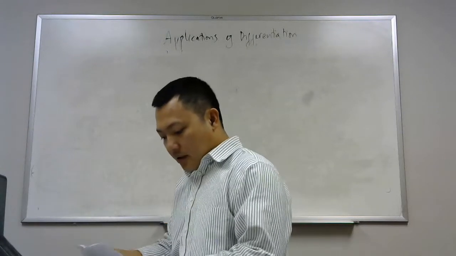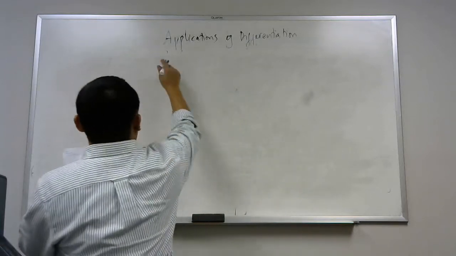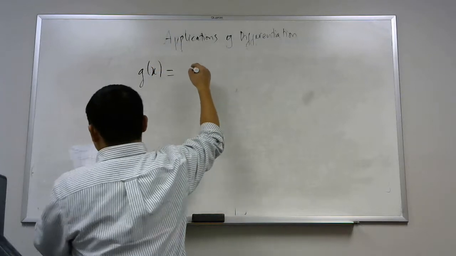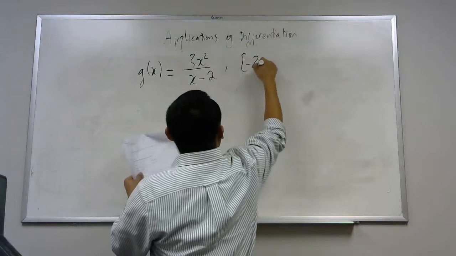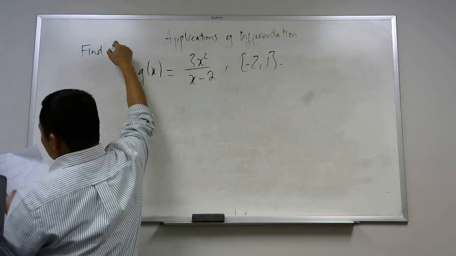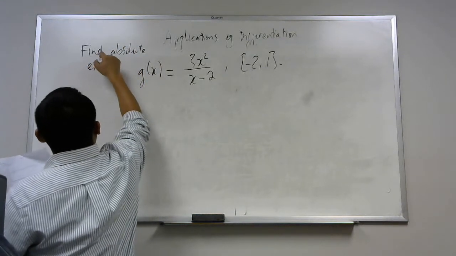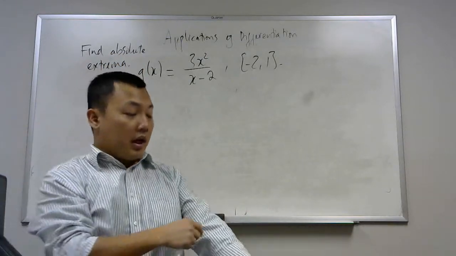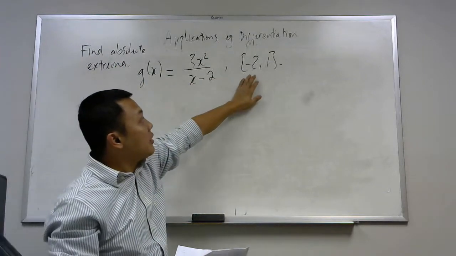Alright, second question. Find the absolute extrema of the function on the closed interval. g(x) equals 3x squared over x minus 2, on the interval from negative 2 to 1. Of course, we have two kinds of extrema, local and absolute. In this case, we need to find the absolute extrema of this function on this interval.